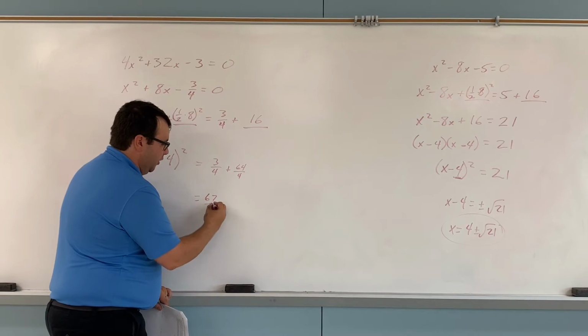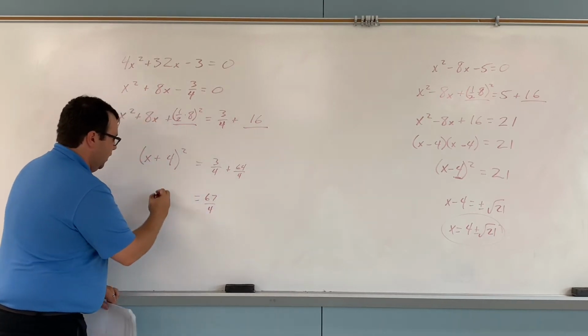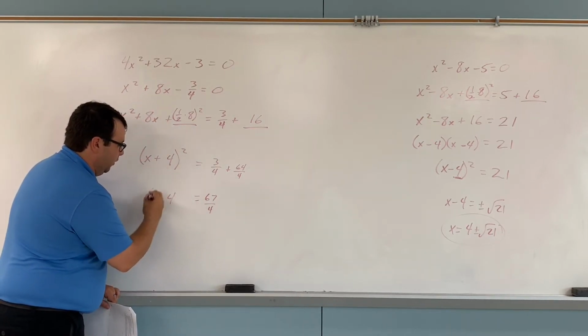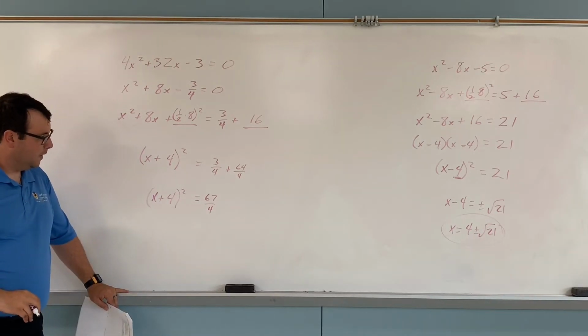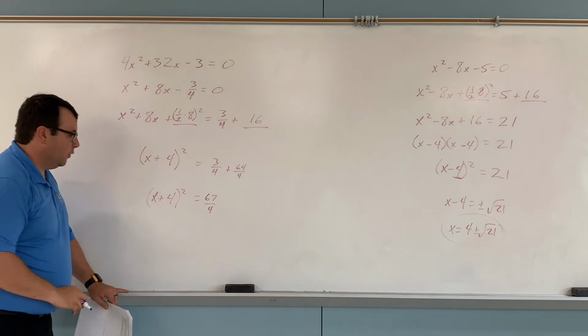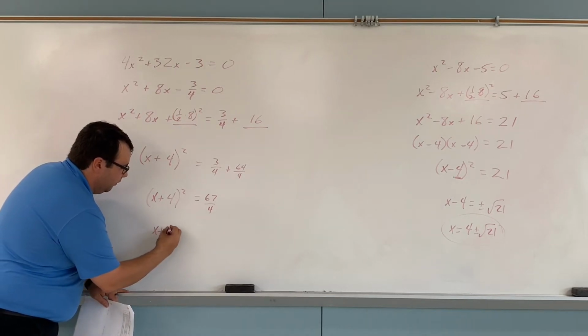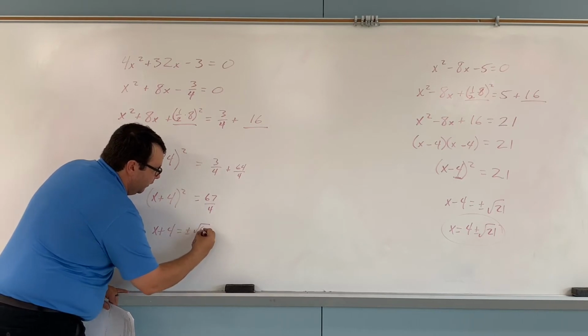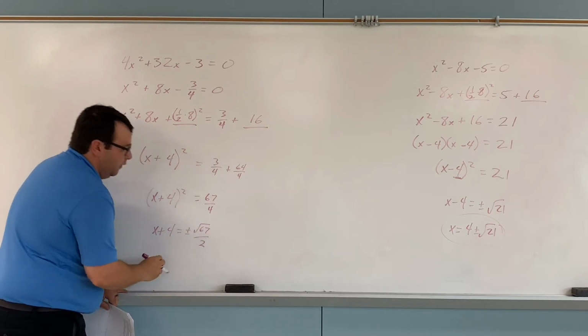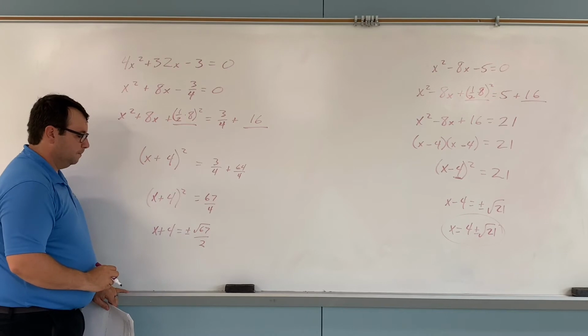That is 67 over 4. So I have (x + 4) squared is equal to 67/4, just like so. At this point, I can use my square root property. That gives me x + 4 is equal to plus or minus the square root of 67 over 2. I took my square root of 4 already.